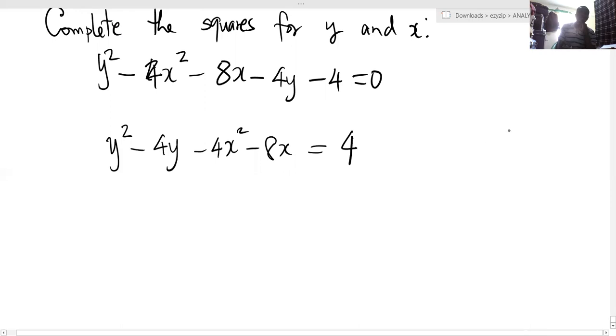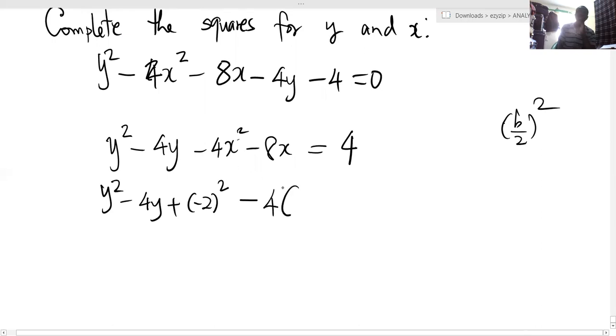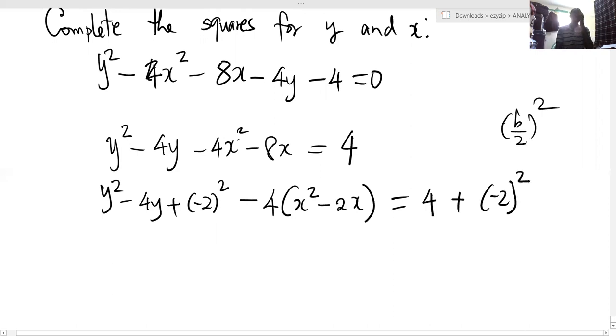So to complete for y, b over 2 squared, our b is minus 4, so b over 2 is minus 2. So y squared minus 4y plus minus 2 squared minus, so for this x, let's have x squared and then minus 2x equals 4 and then plus minus 2 squared. So this step I've done the completing the squares for the y variable only.